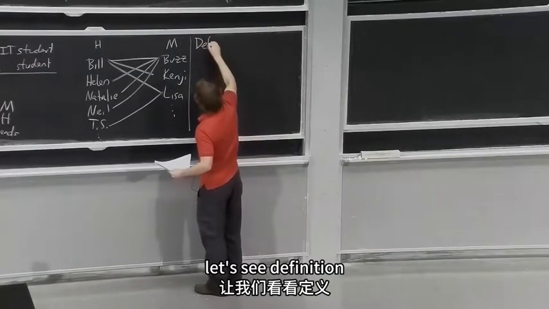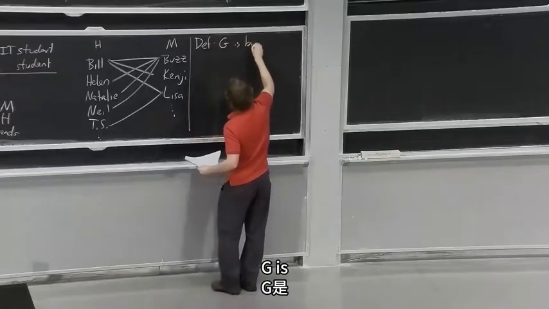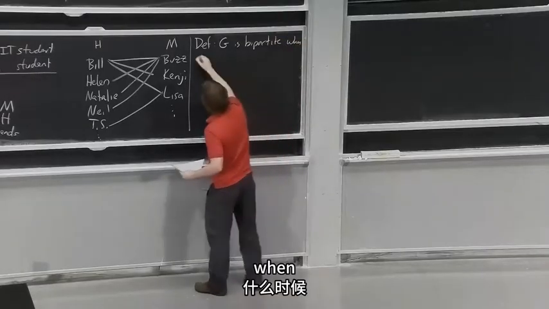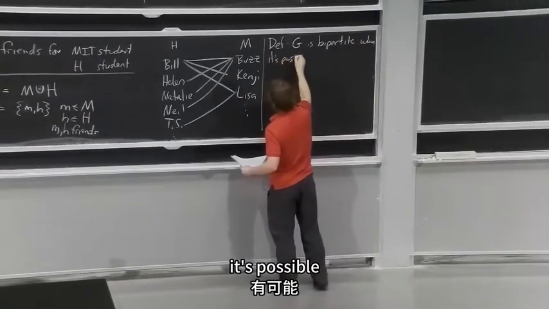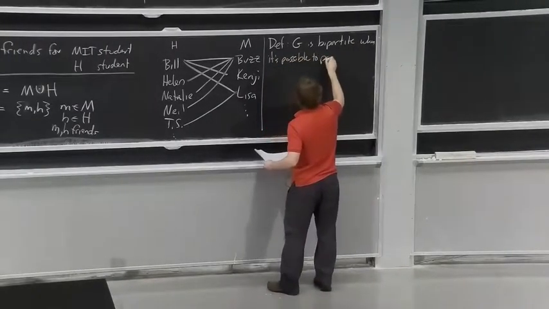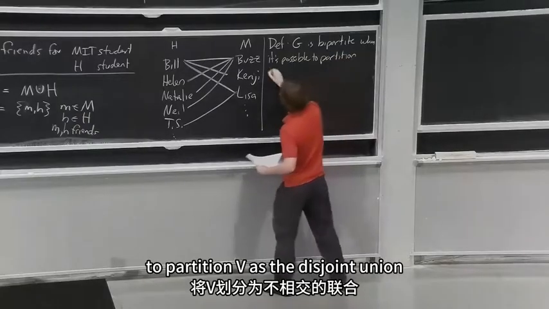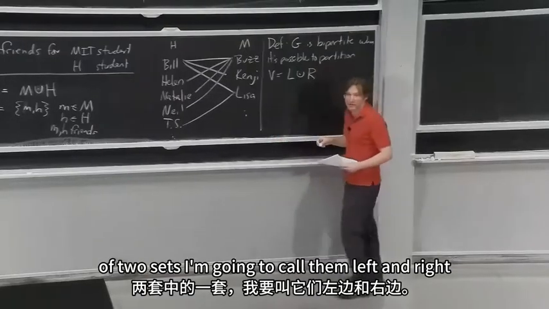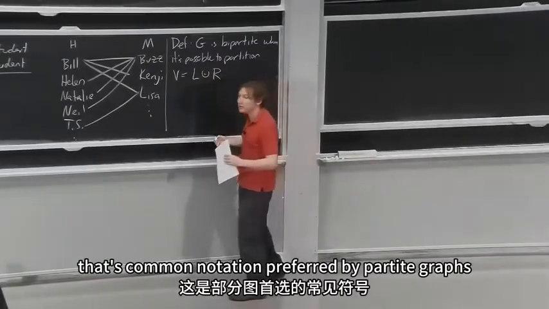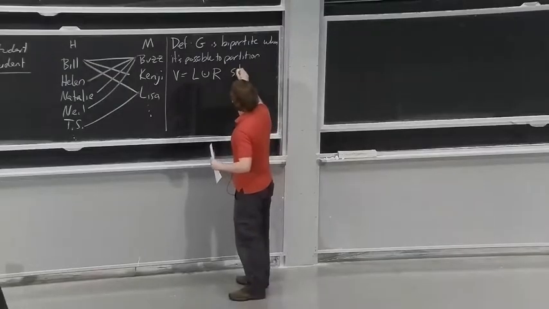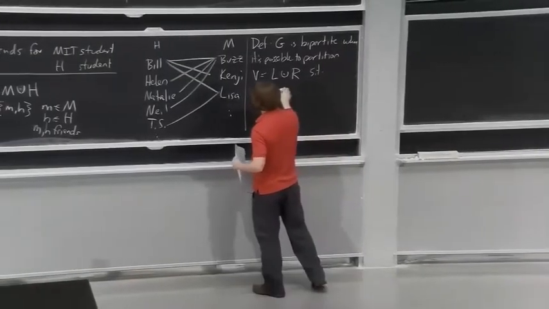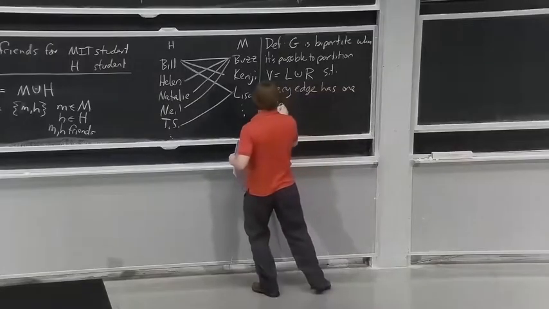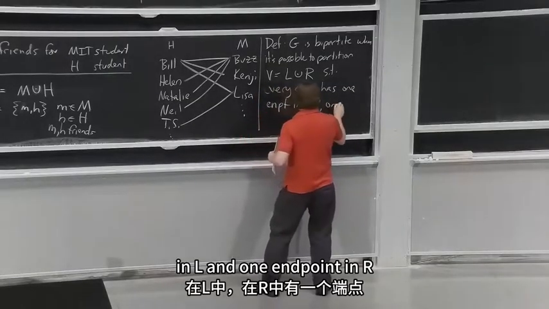Let's see, definition. G is bipartite when it's possible to partition V as the disjoint union of two sets. I'm going to call them L and R, left and right. That's common notation for bipartite graphs, such that every edge has one endpoint in L and one endpoint in R.